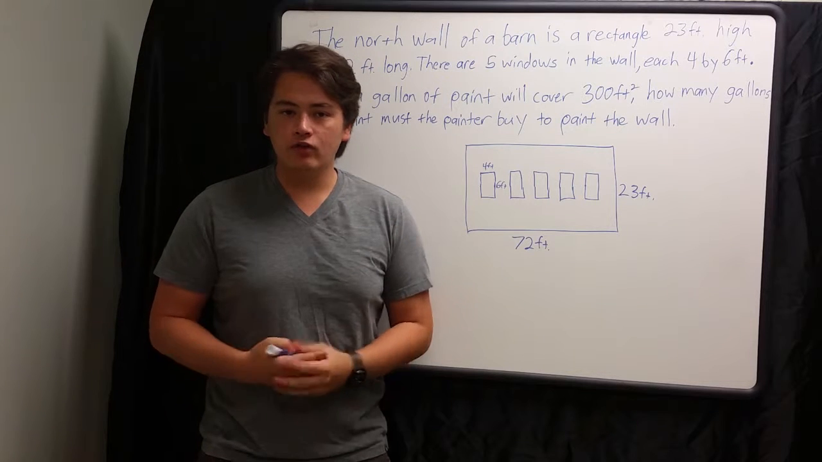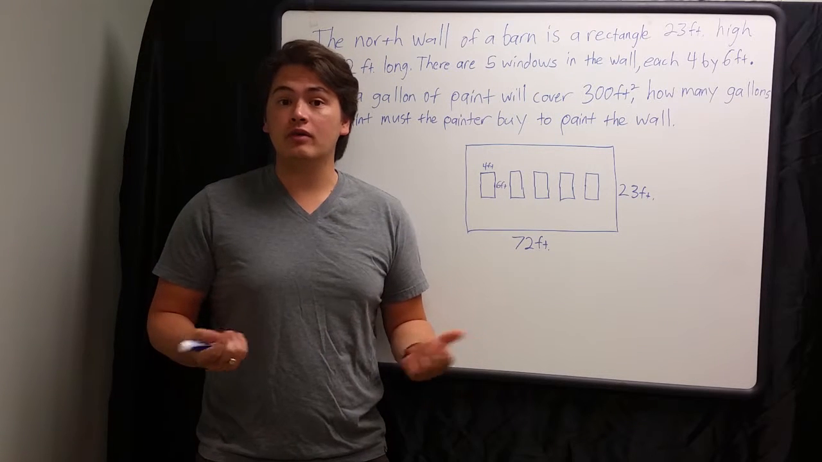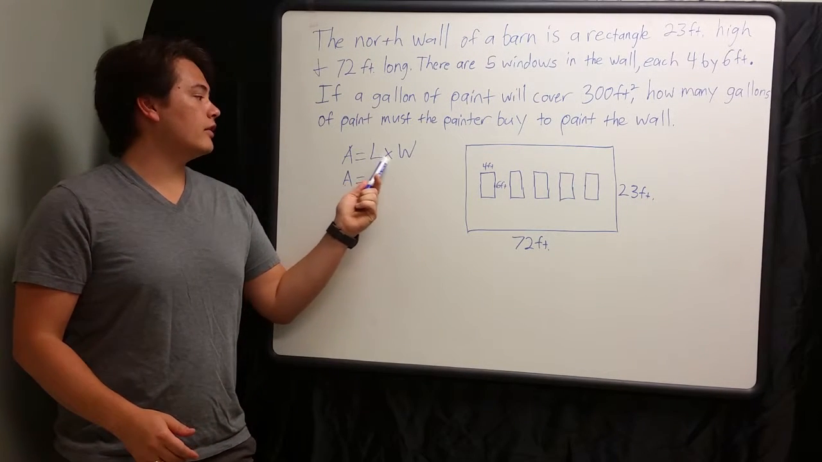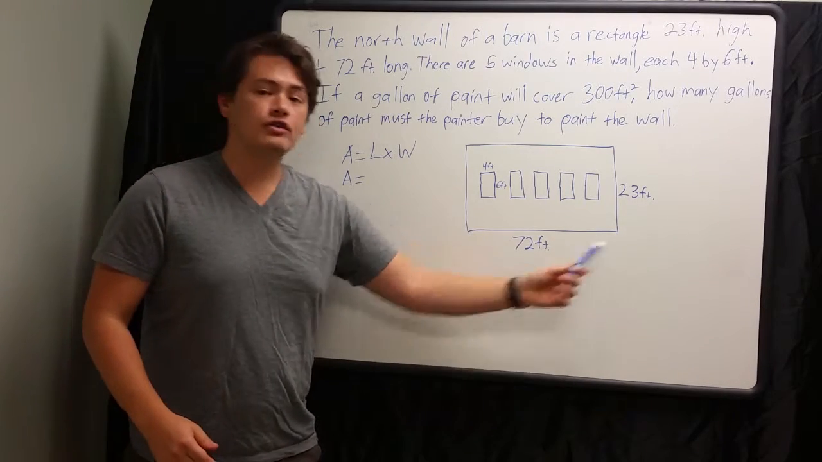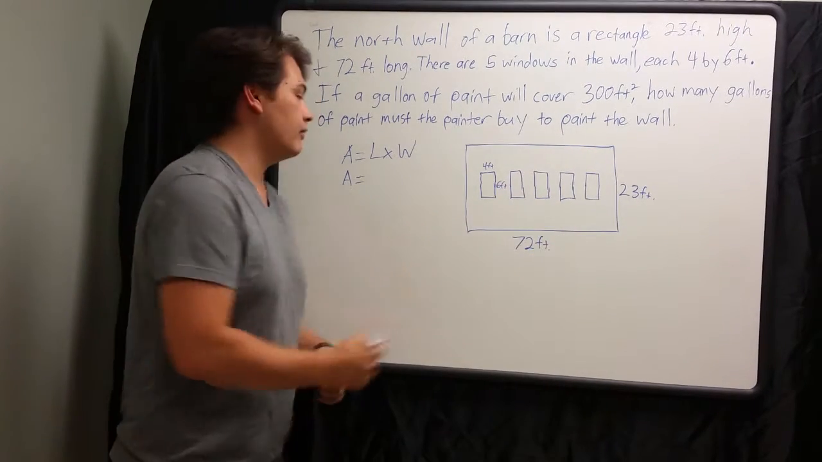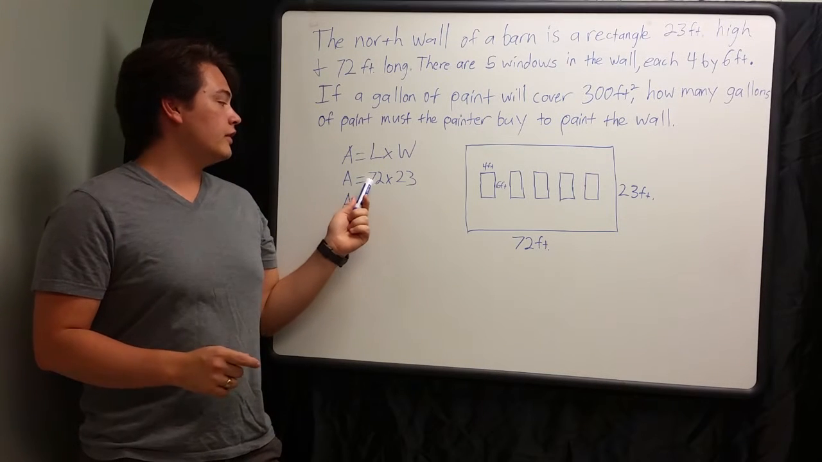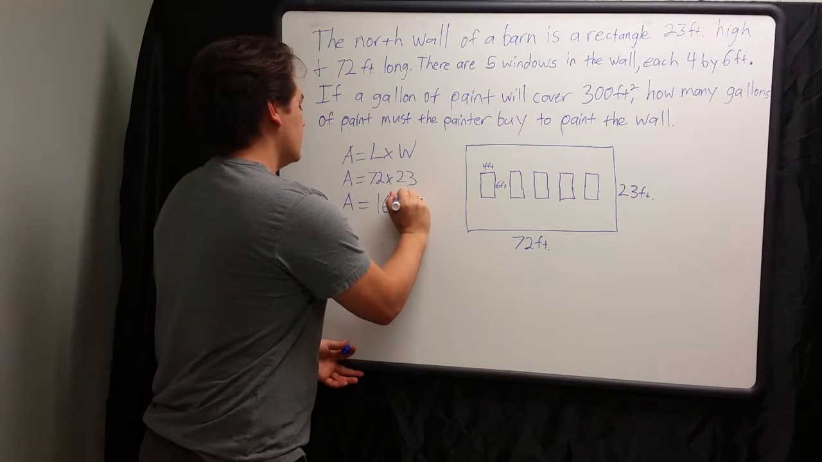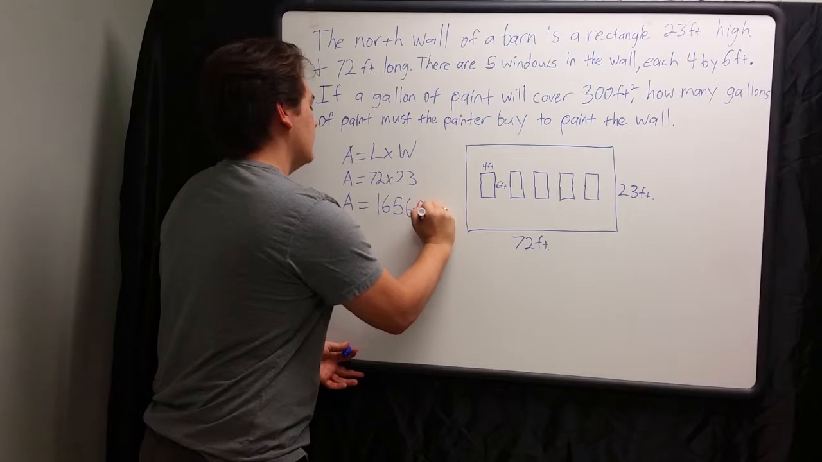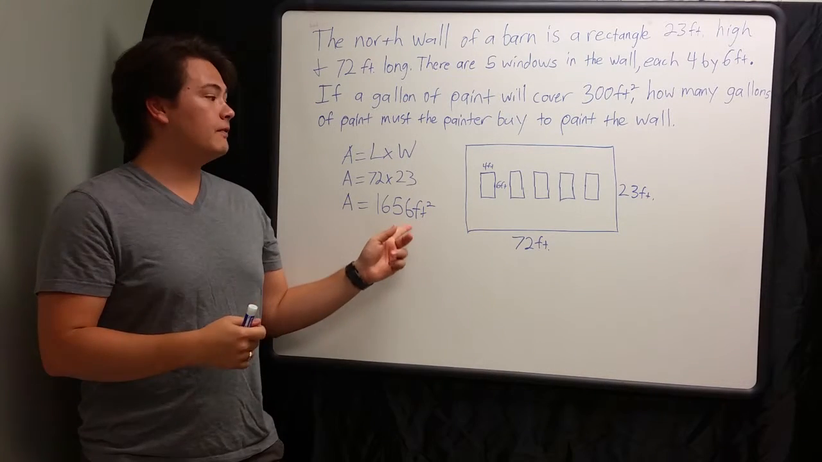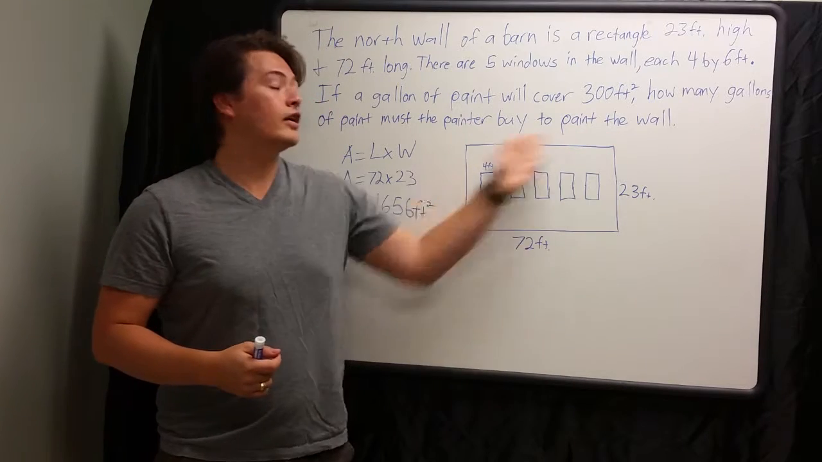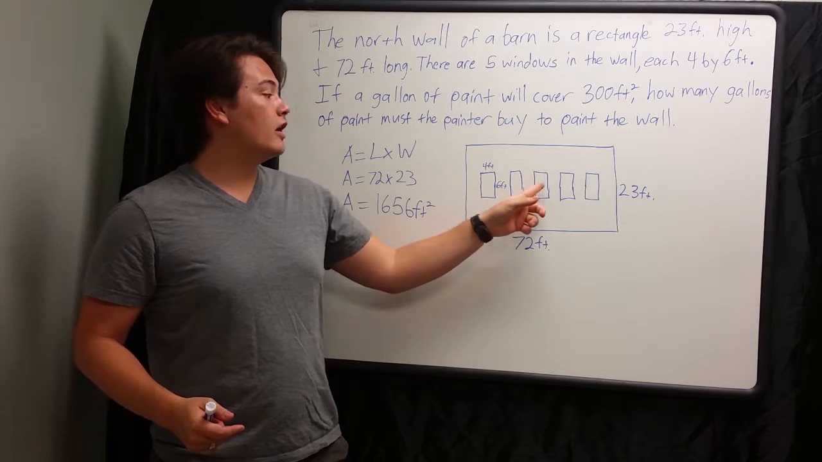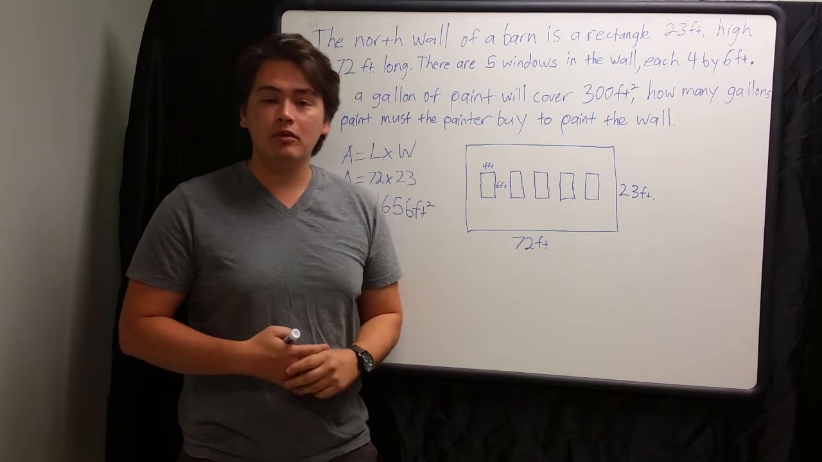We're going to find the area of a rectangle, which is area equals length times width. My length is 72 feet and my width is 23 feet. So the area is 72 times 23, which is going to give me 1656 feet squared. So 1656 is the total area of this barn, but it's going to be subtracted by the area of these windows because they're taking up some of that area.